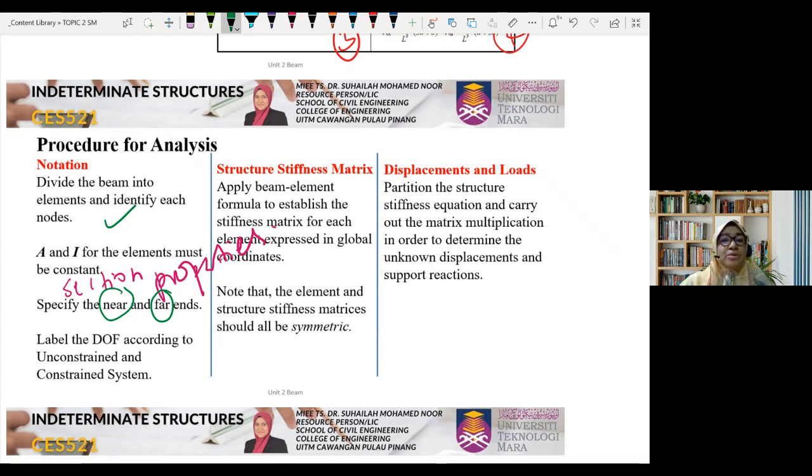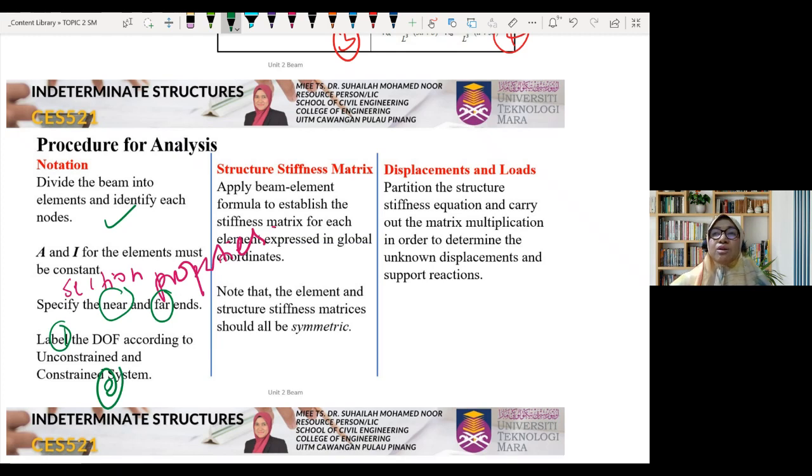And then we need to label. When we want to label, we need to label unconstrained first, followed by constrained, because in unconstrained there are unknown displacements, and we will use these unknown displacements to analyze the reaction at the support. For the structure stiffness matrix, we apply the beam element formula to establish the stiffness matrix for each element expressed in global coordinates. Note that the element and structure stiffness matrices should be symmetric.